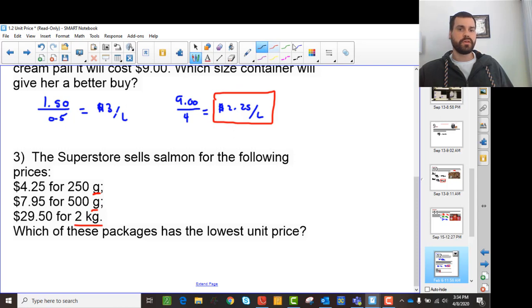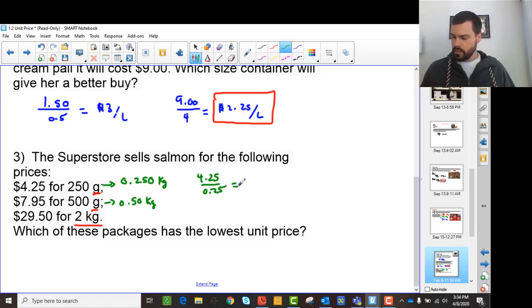Okay, so what we have to do is convert the grams into kilograms, and we do that by dividing by 1,000. So this 250 grams becomes 0.250 kilograms. And this 500 becomes 0.50 kilograms. Okay, so then we're just going to find the unit price. So 425 divided by 250 becomes 425 divided by 0.25. So 425 divided by 0.25 is 17.